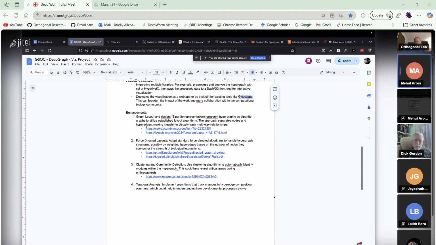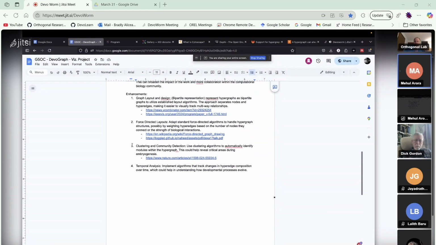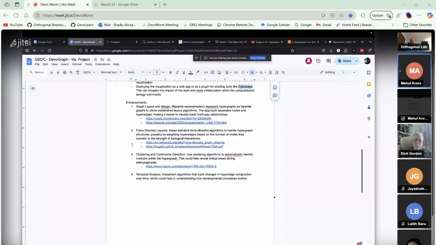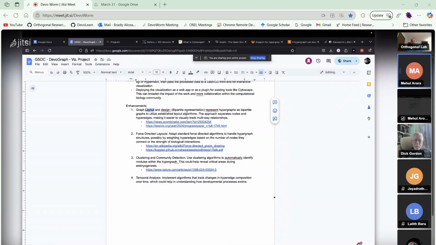Then I was seeing a few research works on visualizations of graphs and hypergraphs, starting with graph layout and design. Like we discussed, right, the dual of a hypergraph and the bipartite representation. This can make hypergraph representation a little easier, the dual or the bipartite. And there are some established layout algorithms which already exist. So I was looking at a few.